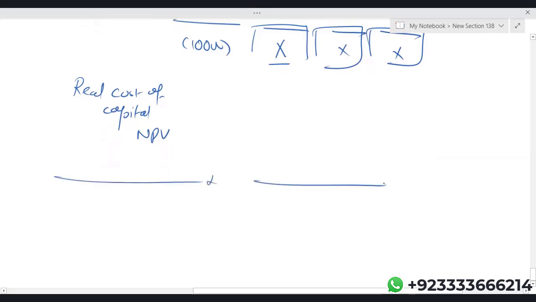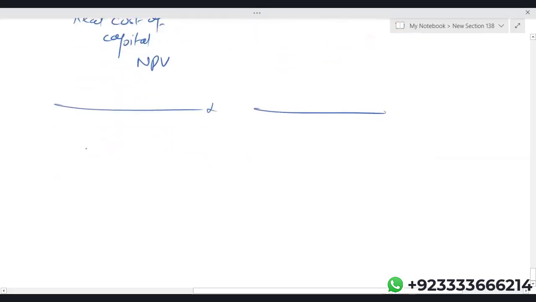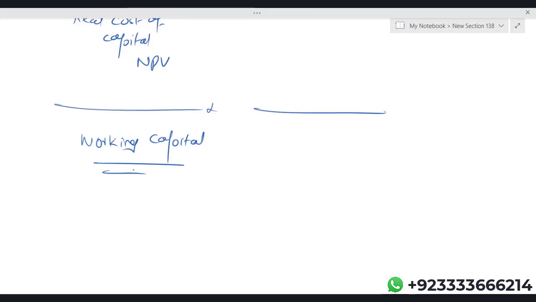Now, another concept is regarding working capital. Basically, when we invest in a project, we do not only invest in non-current assets. We invest in working capital as well. Because if you're not investing in working capital, you won't be able to start the operations.